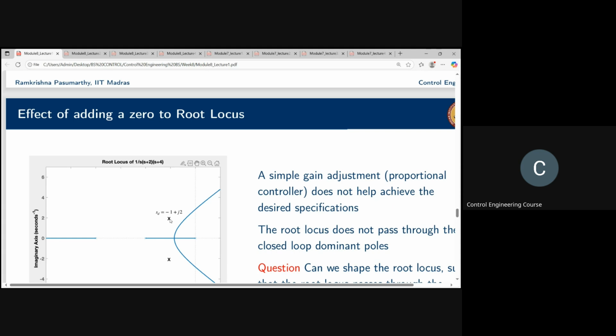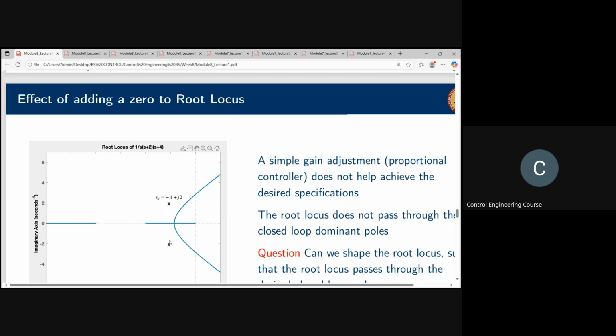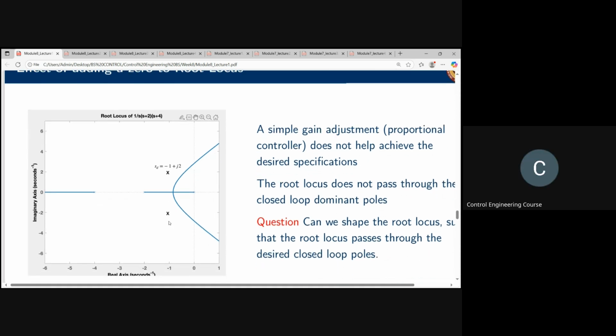But you see, the root locus avoids it. The real part never reaches minus 1. Here, do you see that? So a simple gain will not solve this. You need to introduce additional poles and zeros so that the root locus actually passes through here. That is where the idea of compensation comes in.